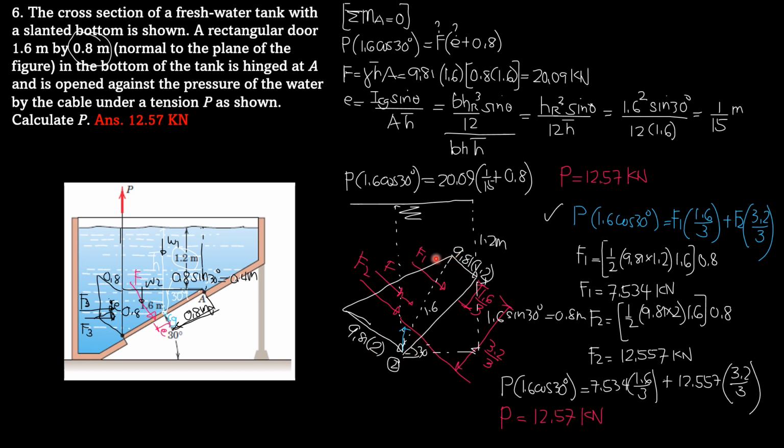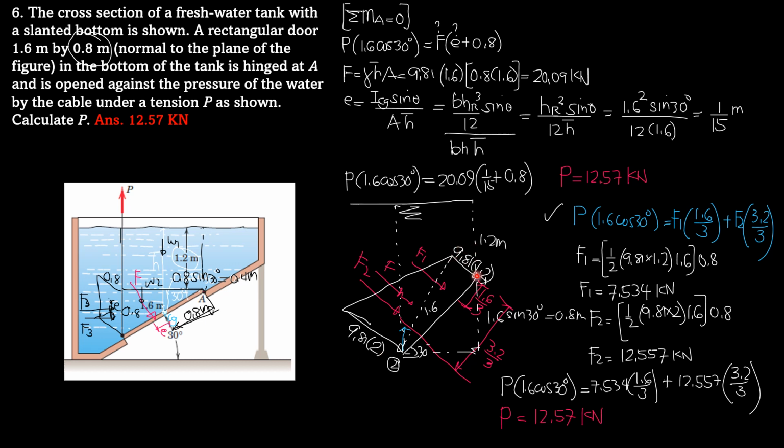I consider pressure diagram. This is the pressure diagram. The pressure at the upper point A is specific weight of water times vertical distance 1.2. So 9.81 times 1.2. While at the bottom point here, this height is 1.6 meter hypotenuse sine of 30, so 0.8 meter. Therefore, the vertical distance of the bottom point of the gate from the water surface is 1.2 plus 0.8, which is 2 meters. So the pressure at the bottom of the gate is 9.81 times 2.